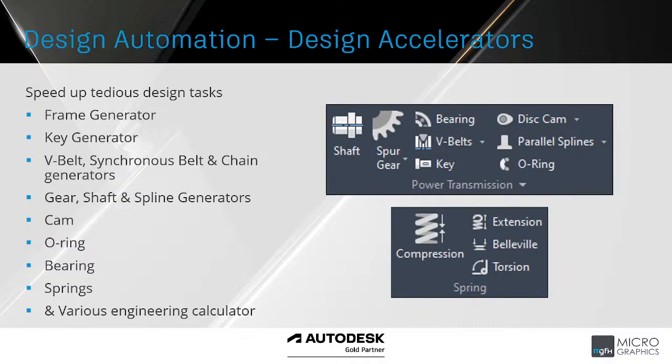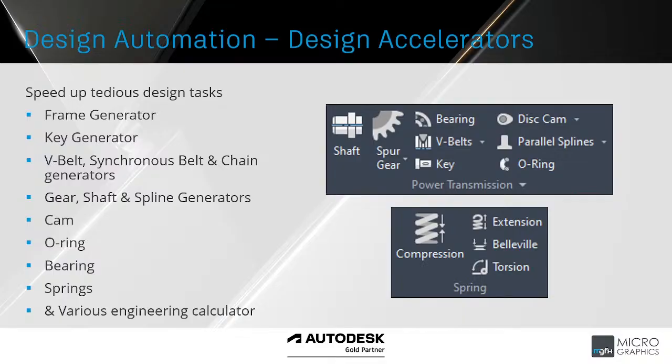So design automation has various levels to it. The first level of design automation I'm going to look at are the design accelerators / generators. These are built into Inventor. They are pretty much out of the box when you install Inventor. And most of what I'm going to be discussing today is going to hinge around the use of Inventor. It is the hero product from Autodesk for mechanical design, and also Vault from a data management perspective.